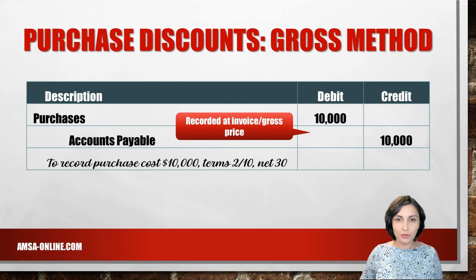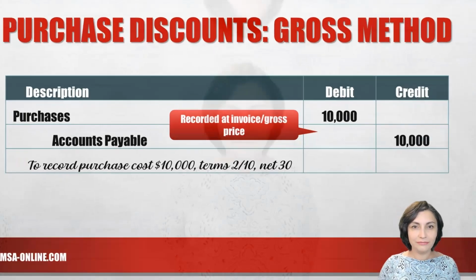The purchases account is increased or debited, and accounts payable is increased or credited. Just a reminder, assets and expenses are increased by debit and decreased by credit. Liabilities, on the contrary, are increased by credit and decreased by debit.